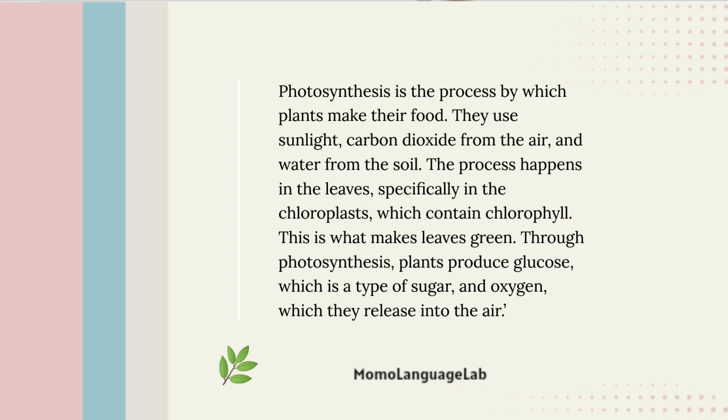Let's demonstrate this with our example of photosynthesis. Photosynthesis is the process by which plants make their food. They use sunlight, carbon dioxide from the air, and water from the soil. The process happens in the leaves, especially in the chloroplasts, which contain chlorophyll. This is what makes leaves green. Through photosynthesis, plants produce glucose, which is a type of sugar, and oxygen, which they release into the air.